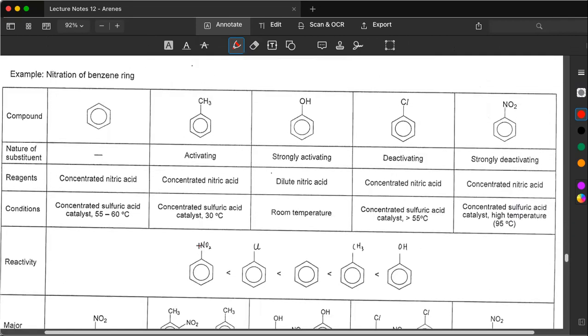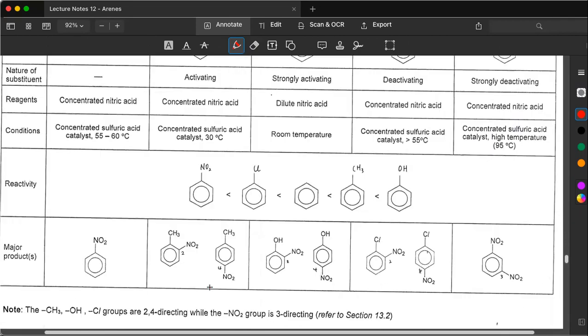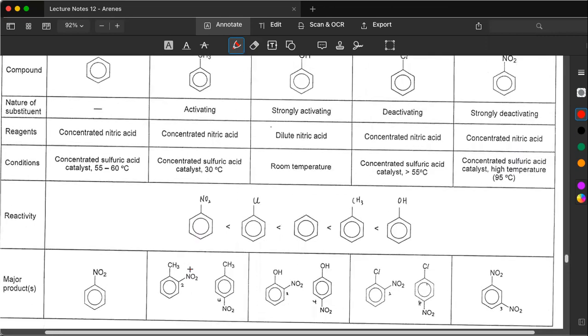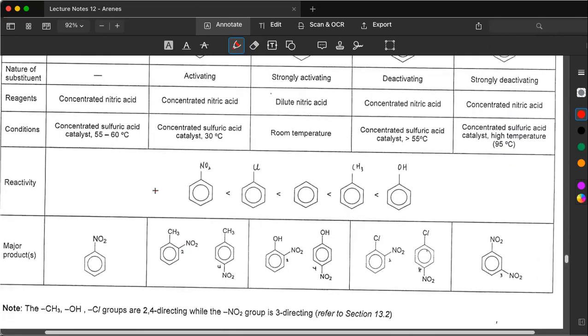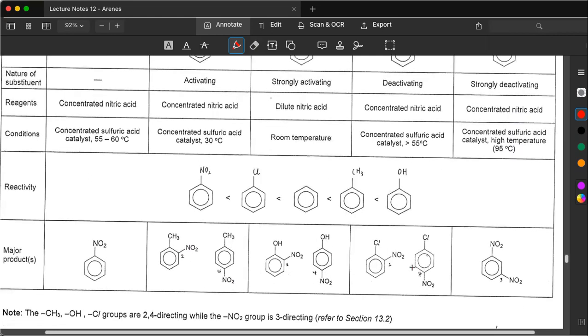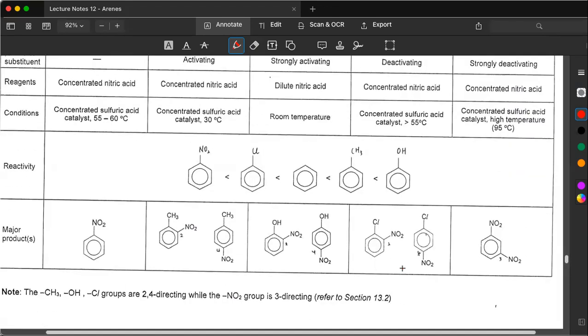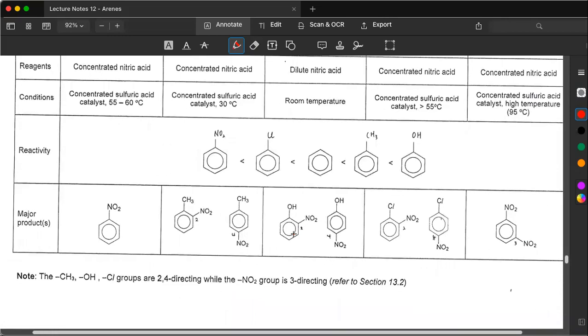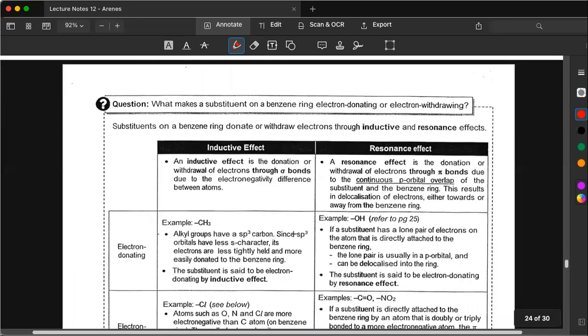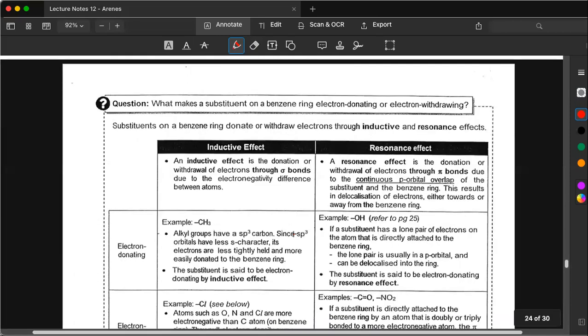And the products formed are also different. All right, this is all in reference to the nitration reaction of the benzene ring, 2,4. For deactivating, right, for the Cl it is still 2,4, but when it comes to the NO2, it will be 3, strangely. Yeah, that is for you to take note only.